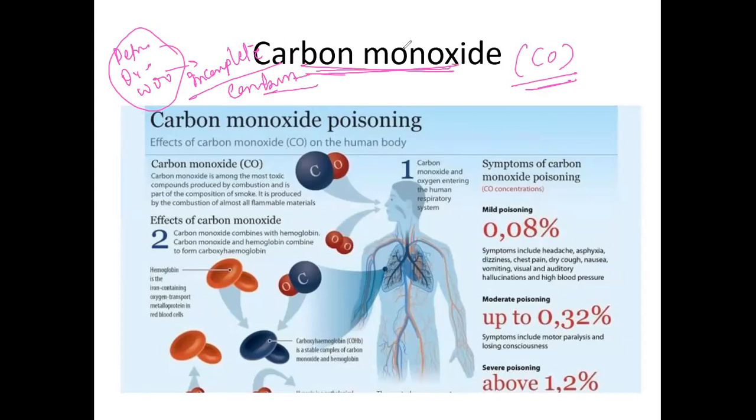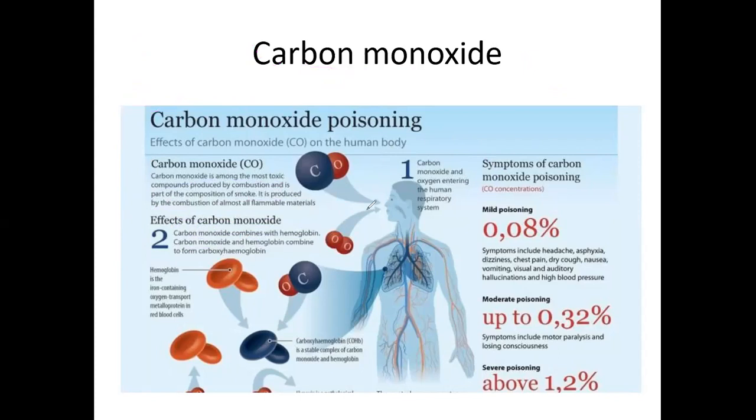So carbon monoxide poisoning: carbon monoxide is among the most toxic compounds produced by combustion and is part of smoke, and it is produced by the combustion of almost all flammable materials. The effect of carbon monoxide is that it combines with hemoglobin, forming carboxyhemoglobin. If you inhale a lot of carbon monoxide, you get the most problems, such as headaches; these are all caused by carbon monoxide pollution. So due to incomplete combustion, when you do not burn completely, there is a formation of carbon monoxide. So this is one of the primary pollutants of your air.